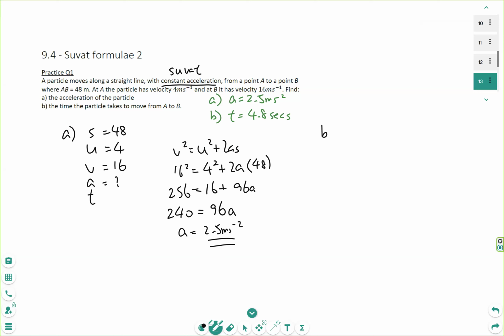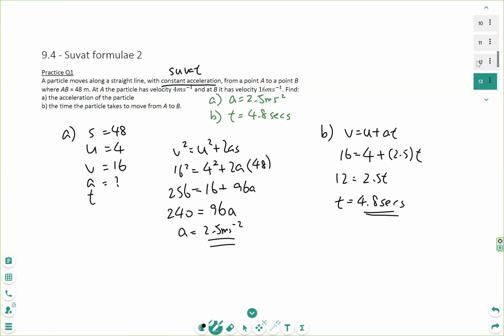Part B, find the time taken, so find t. You have different options. v equals u plus at will be the simplest. You can use s equals ut plus half at squared as well if you prefer. Because you only need 3 pieces of information and you've got 4, you have options for which formula to use. But I think it'll be easiest to use v equals u plus at. So 16 equals 4 plus 2.5 times t. So 12 equals 2.5t, divided by 2.5, t equals 4.8 seconds.